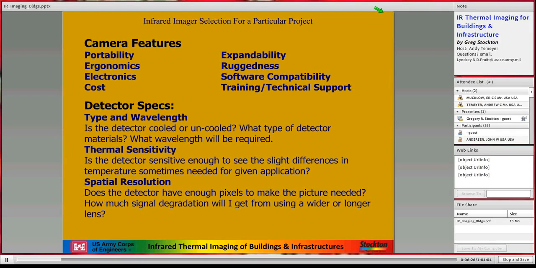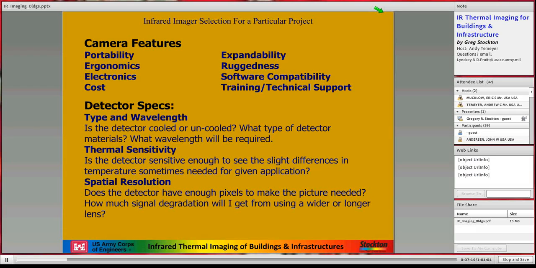If you're going to buy a camera, you need to think about a couple of things. One, the features that it has. And the second and more important is the detector specifications. With the features on the camera, you can see what I've written here is portability, ergonomics, ruggedness, and software. There's no perfect infrared software, but get one that you can at least work with. Also how much they cost, whether they can be upgraded or not, and what kind of technical support you can get along with training. Training is a very, very integral part of buying an infrared camera.